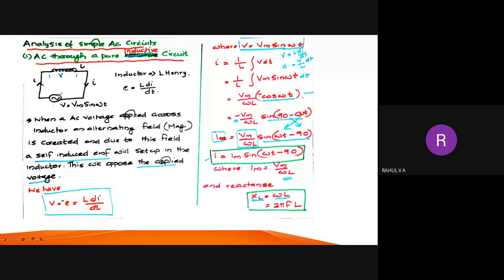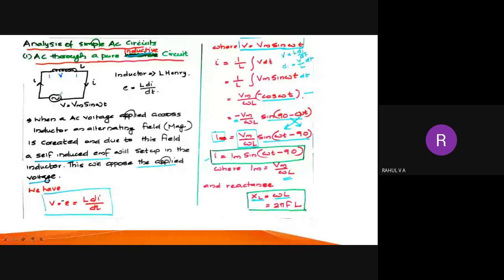So when we apply a voltage, it will generate a magnetic field, and the energy will be stored in the form of a magnetic field. And also there will be a voltage generated across the inductor that will oppose the flow of current. Okay, we have learned that as part of Faraday's law and Lenz's law.